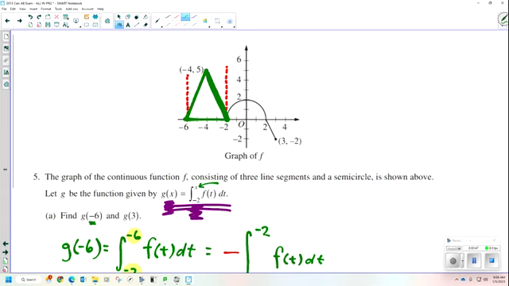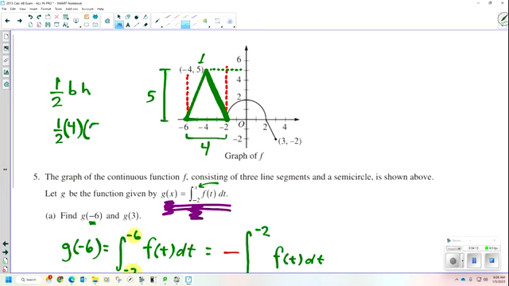Okay. The area of a triangle is 1/2 base times height. My base goes from -6 to -2. That's 4. That's a value of 4. So it's 1/2 of 4 times my height. Well, it looks like I go up to here, which is 5. Well, it tells you 5. So the height is 5. 4 times 5 is 20. Half of 20 is 10.